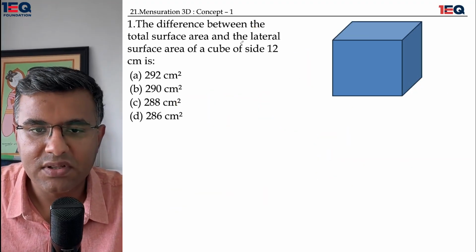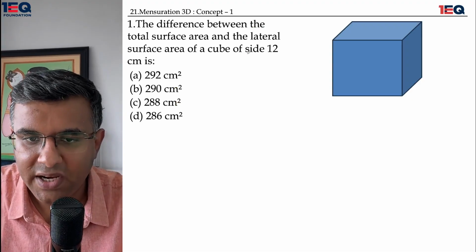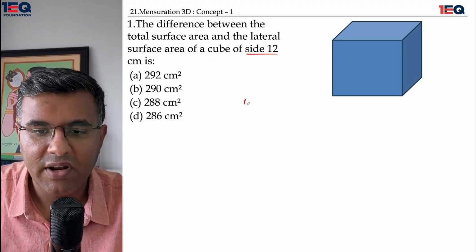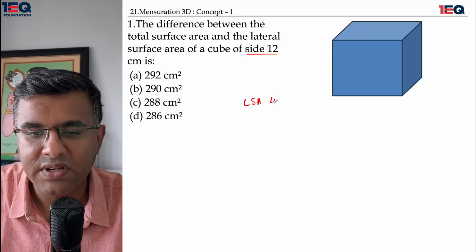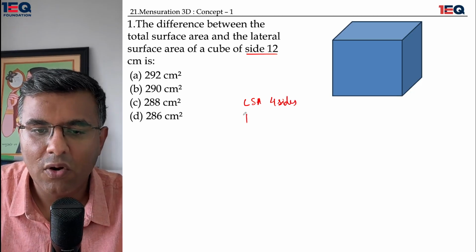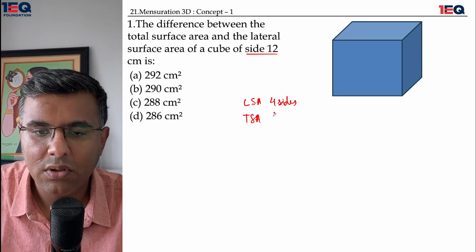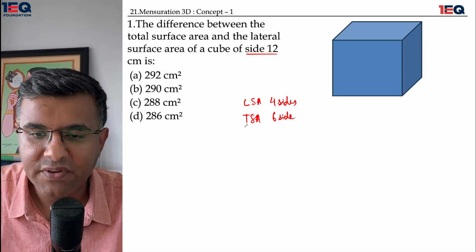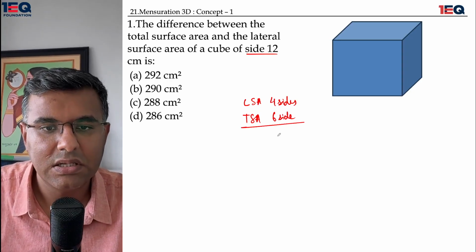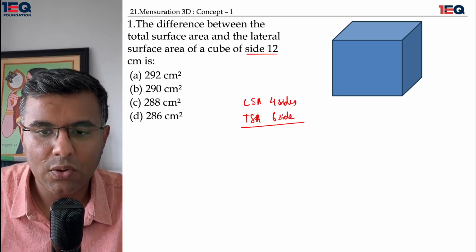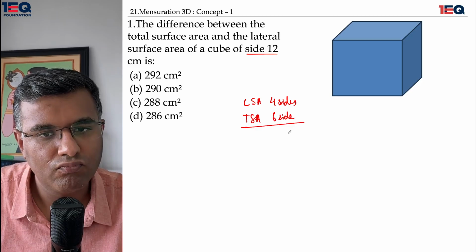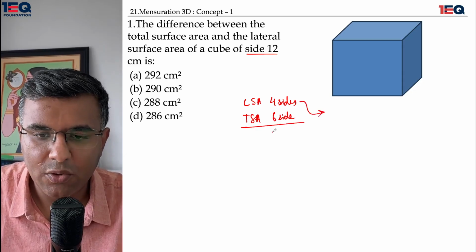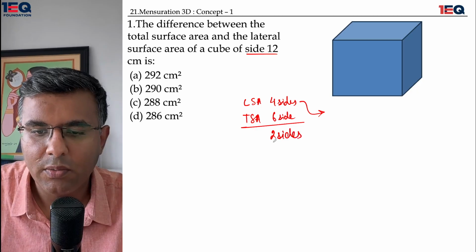The difference between the total surface area and the lateral surface area of a cube of side 12 is how much? When I talk about LSA, we are only talking about the 4 sides or the 4 walls. When I talk about TSA, we are talking about 6 sides or the top and the bottom included. So the difference between 6 sides and 4 sides is equal to 2 sides.